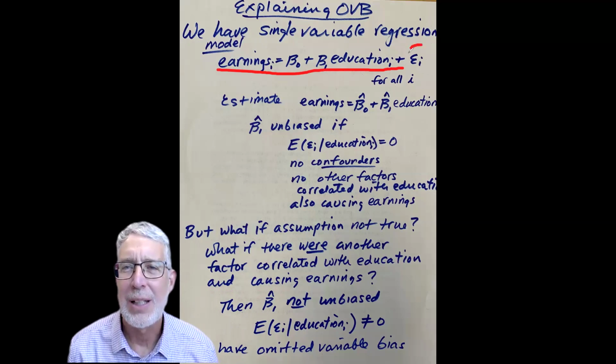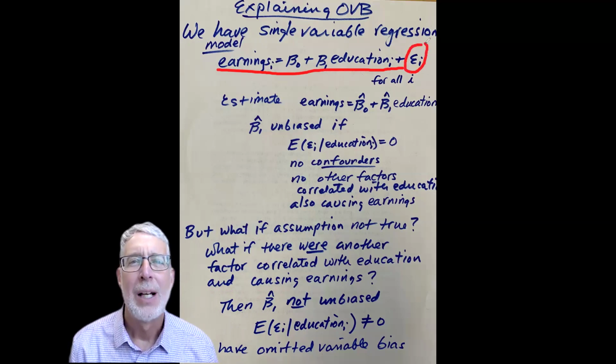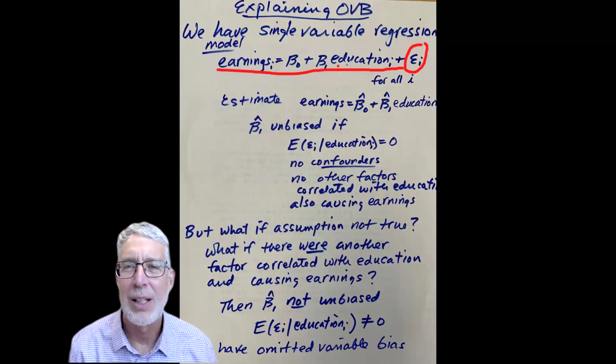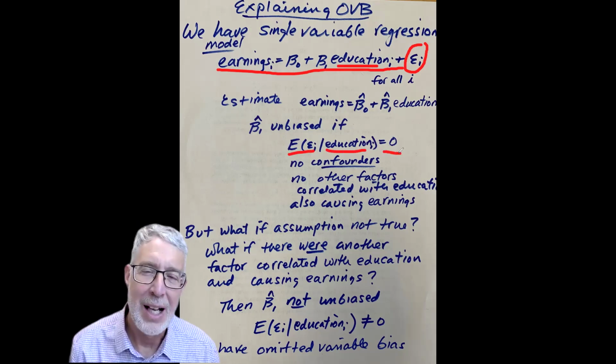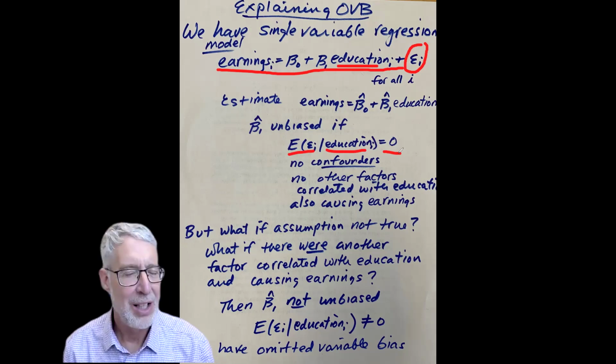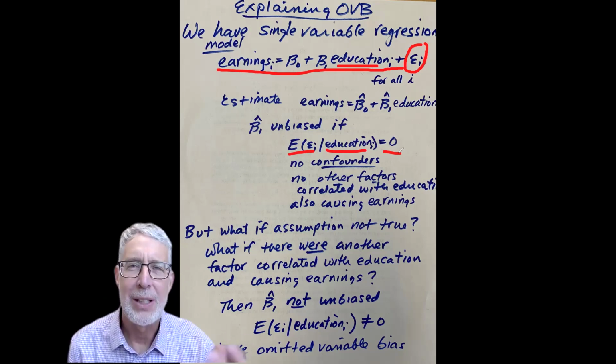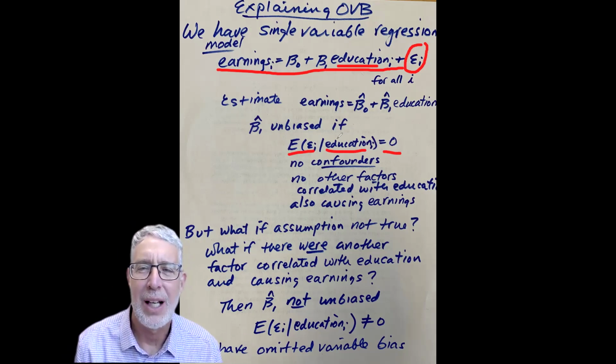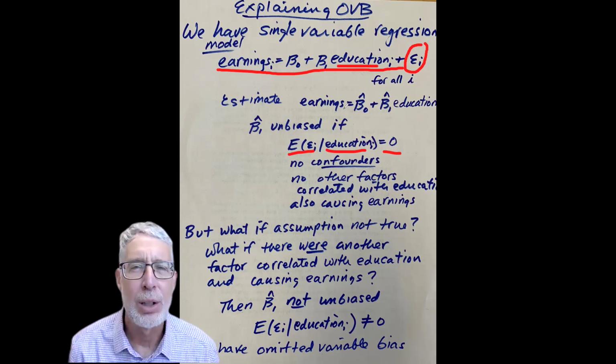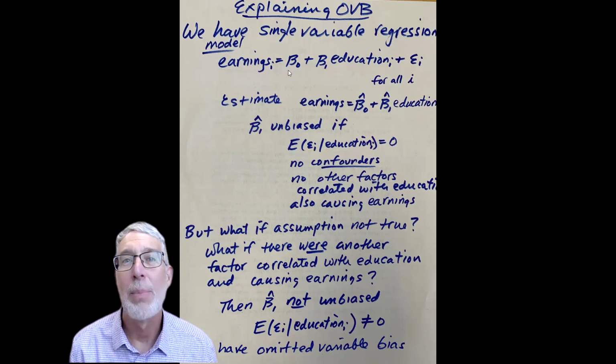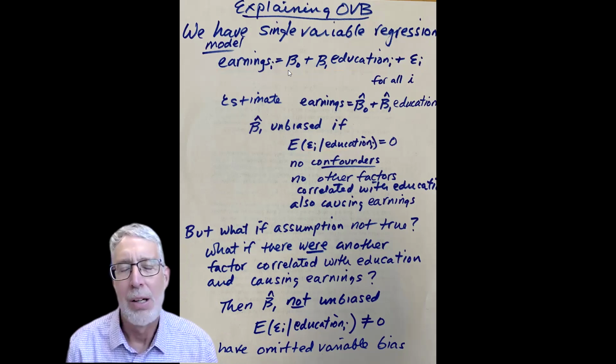Our assumption is that the error term is uncorrelated with education. That is, the expected value of the error term conditional on education is equal to zero. It's not positive, it's not negative. If it were positive or negative, we might imagine, loosely speaking, that the error is correlated with the education variable. The error includes our other factors, our omitted variables. And so the assumption here is that these omitted variables are not present.